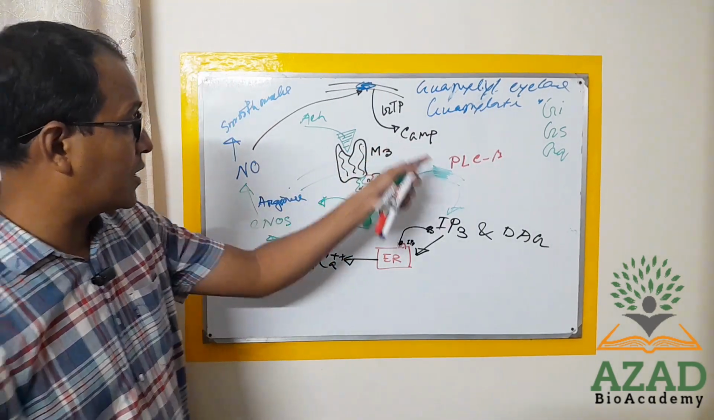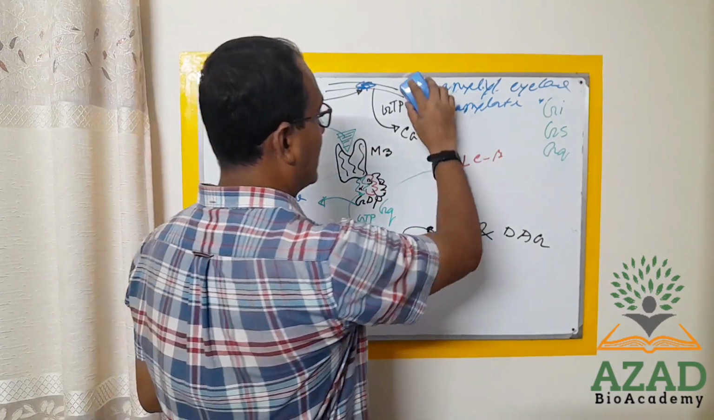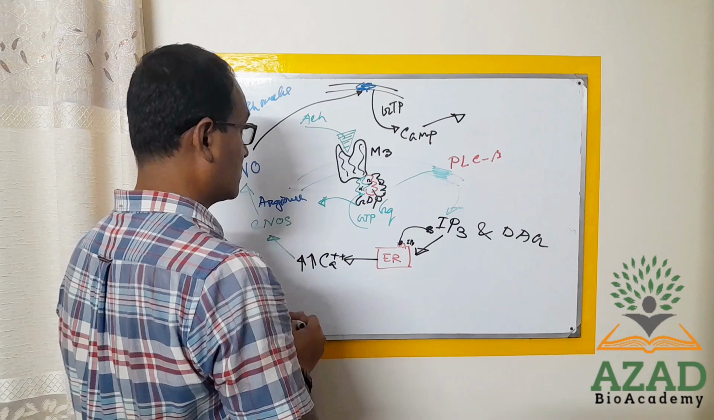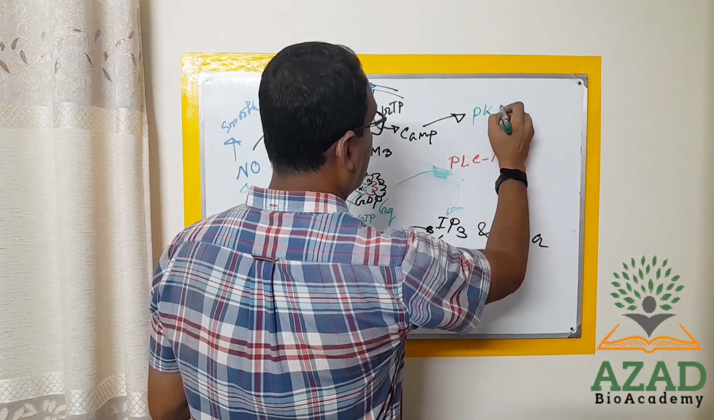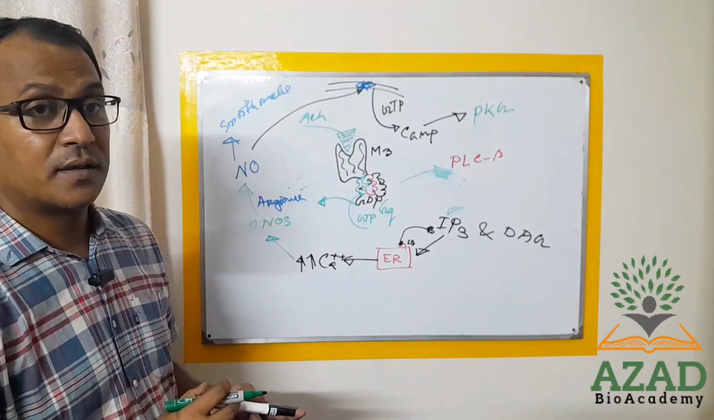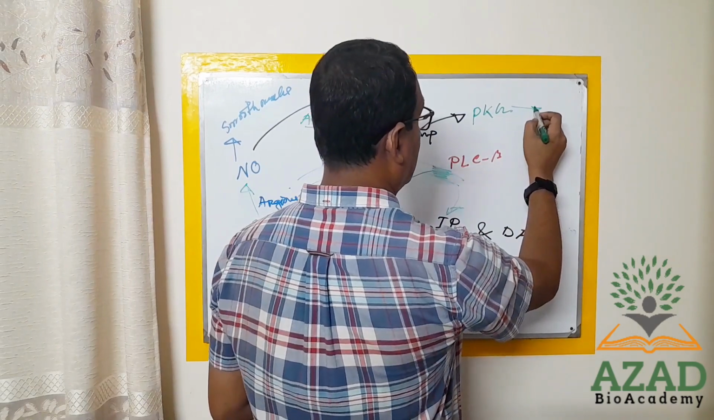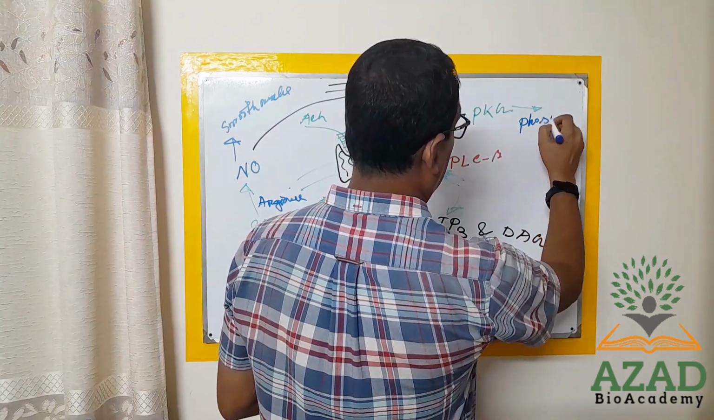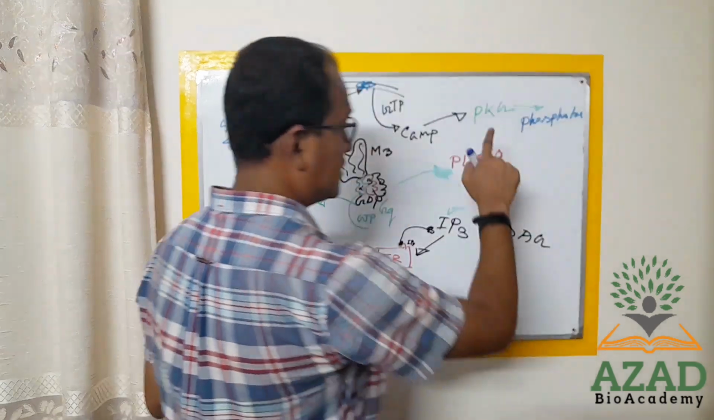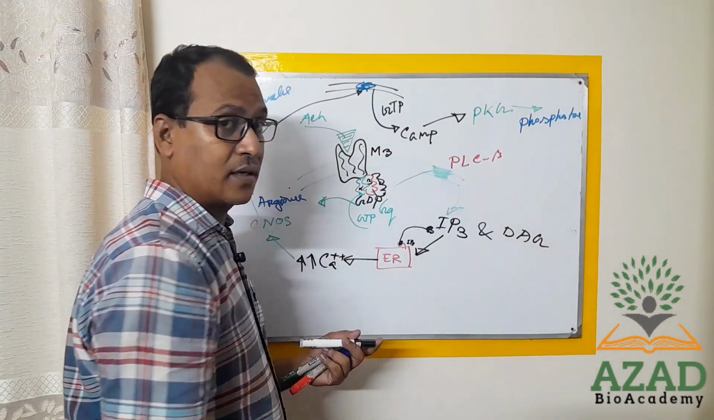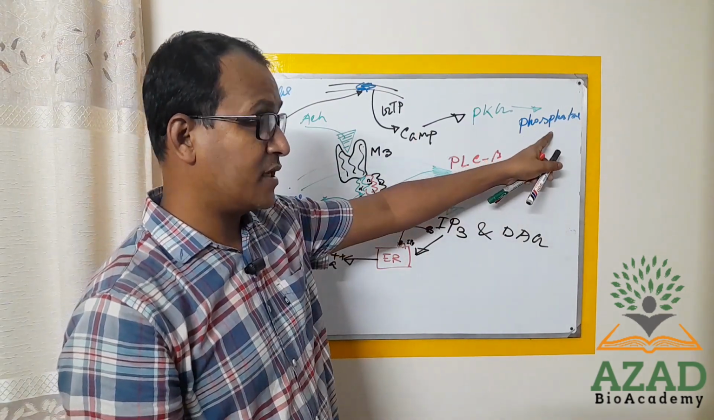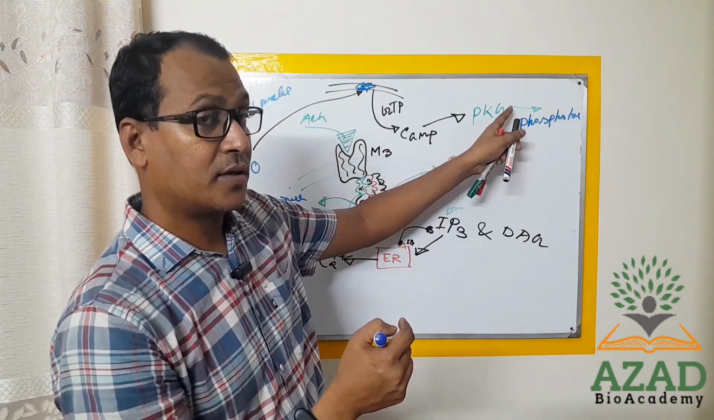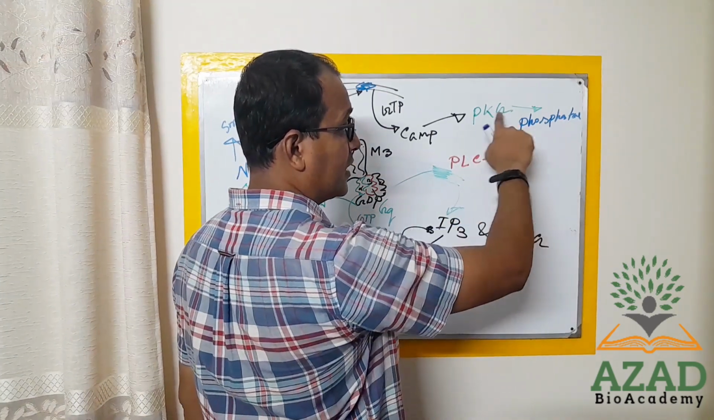Then what will happen? The cyclic GMP will activate PKG, that is protein kinase G. That protein kinase G will activate another enzyme called phosphatase. This is indirect activation. There is an inhibitory protein of phosphatase, and that inhibitory protein will be inhibited by phosphorylation by the PKG. So phosphatase will be activated indirectly by the PKG.